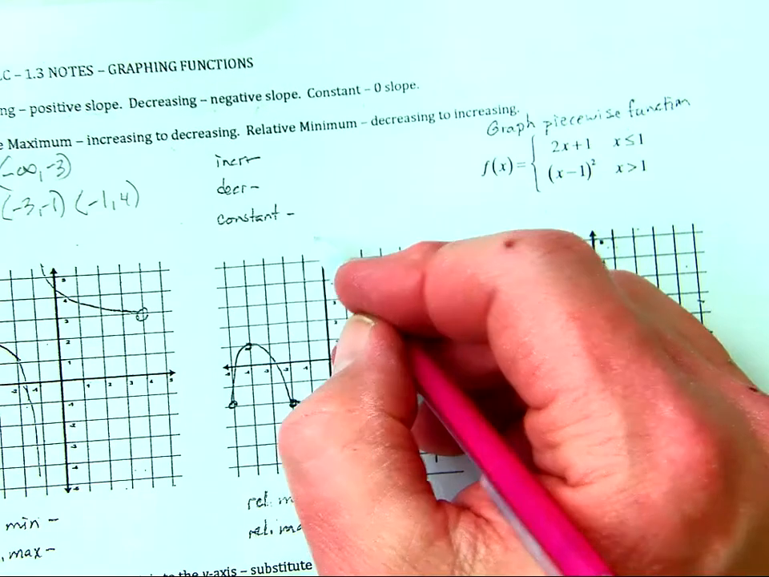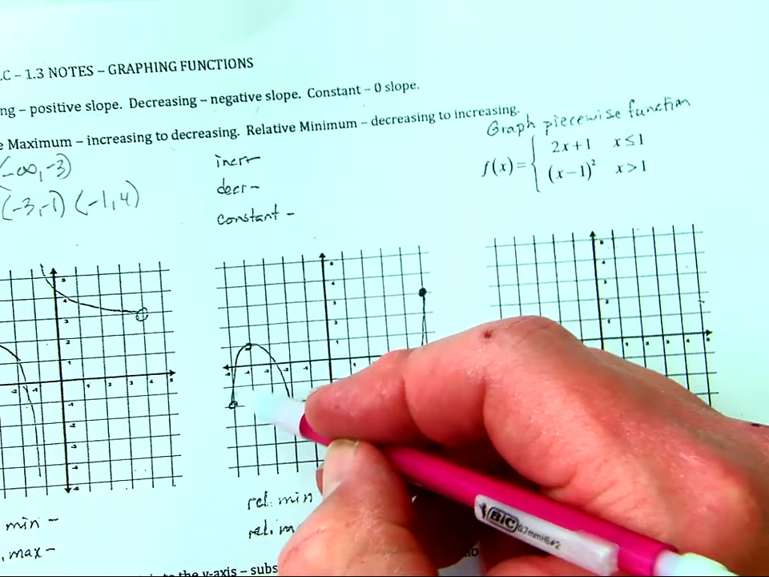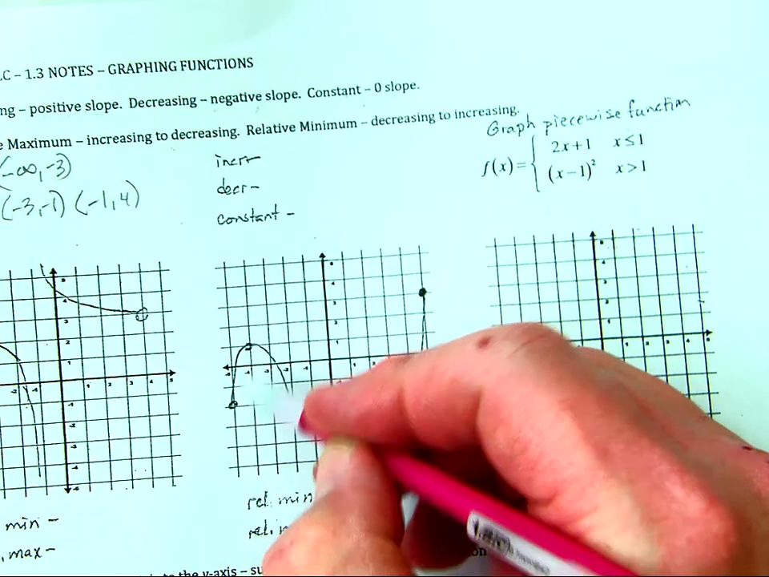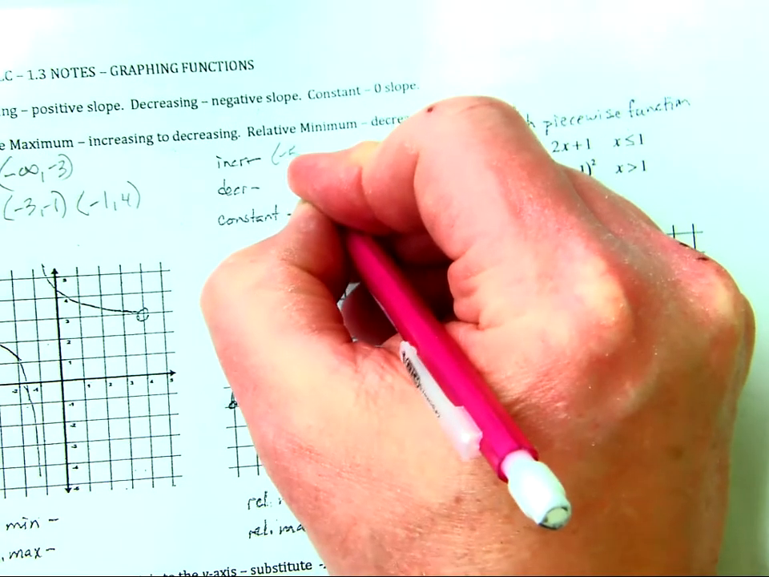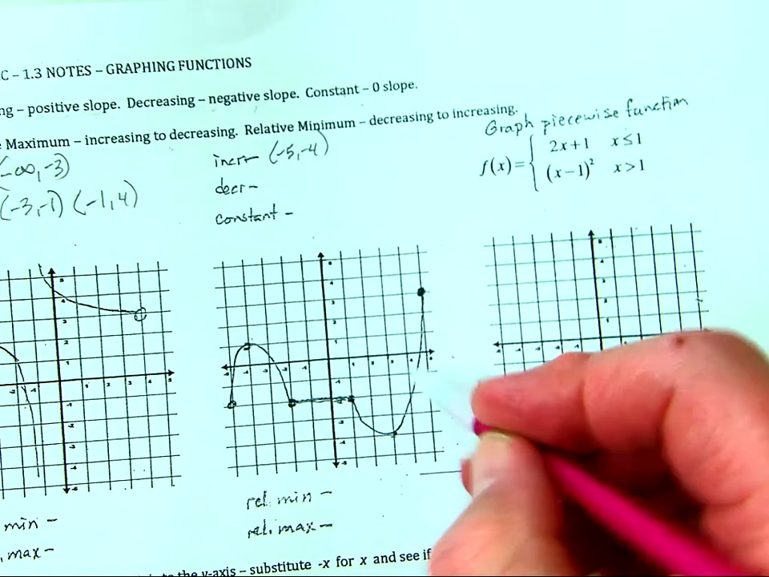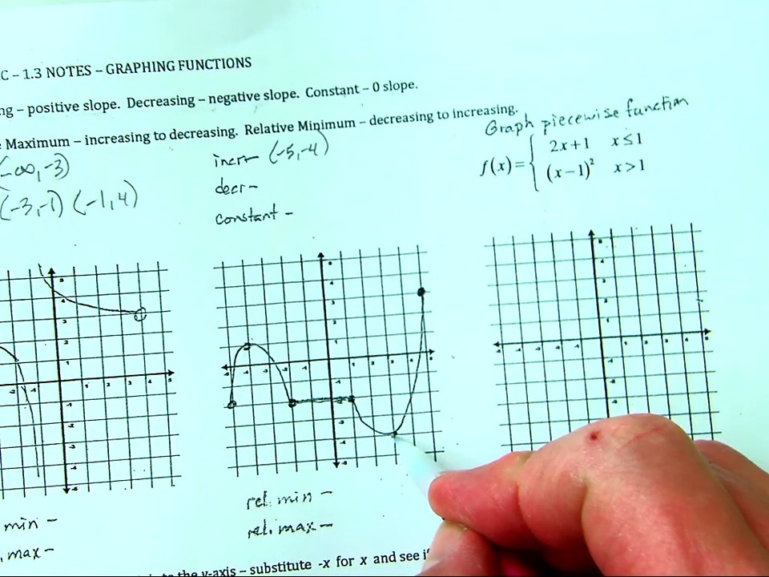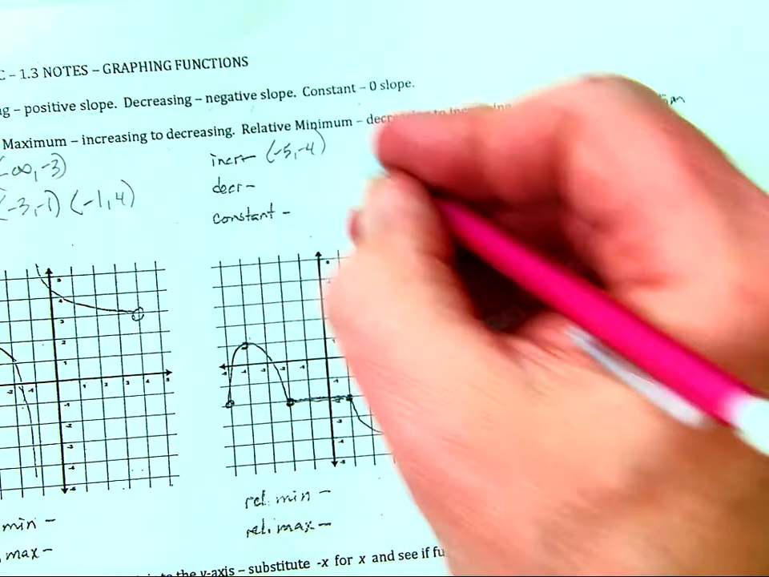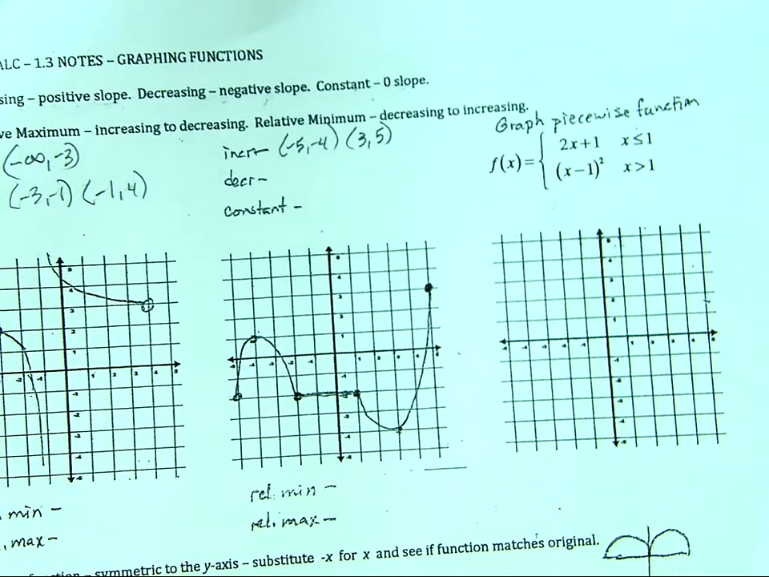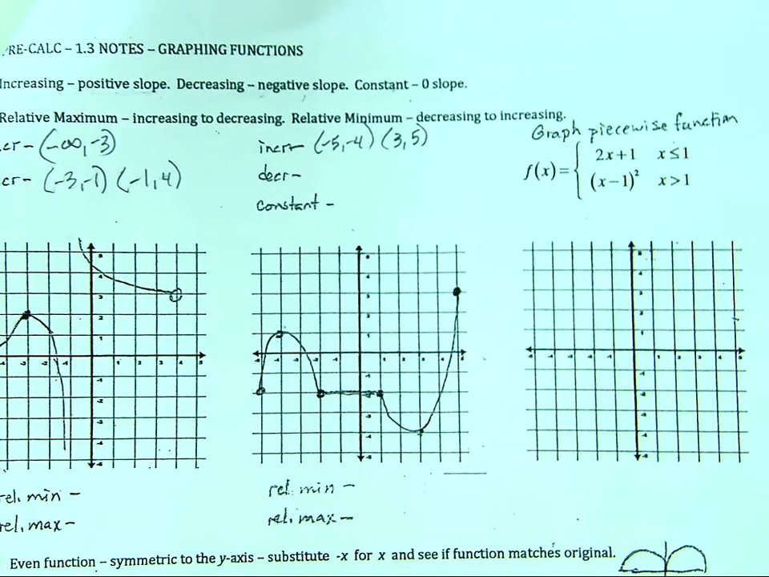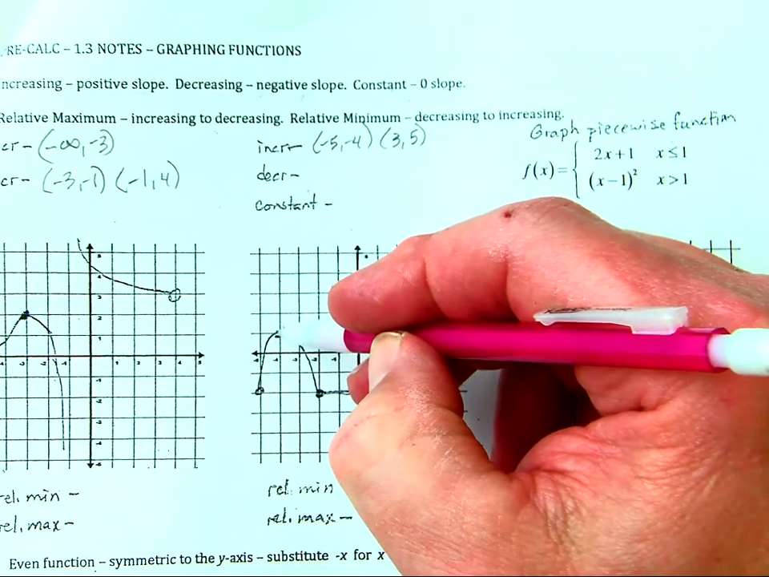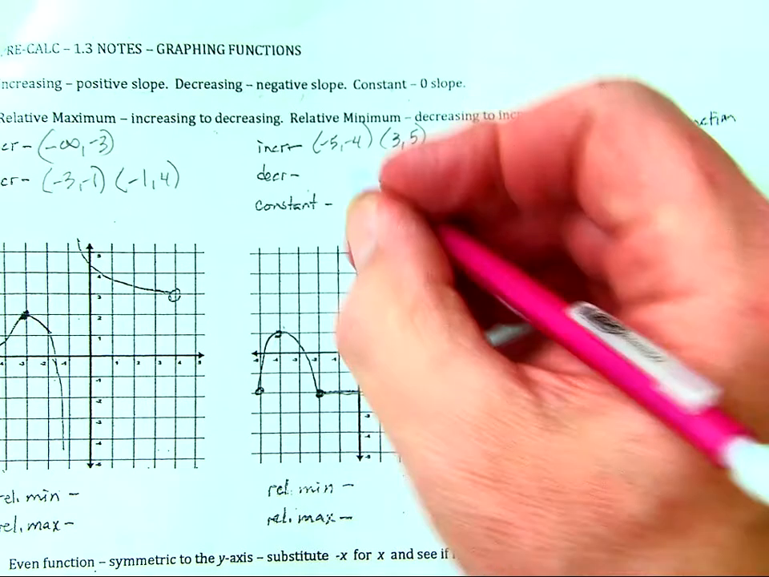Or this one. Where's it increasing? Well, it's going up here. It has positive slope here. That's between, looks like between negative 5 and negative 4. So it's increasing there. Looks like it's increasing again over here. That's from 3 over to 5. So from 3 to 5. And on these intervals for increasing and decreasing, you always put parentheses. Don't worry about brackets. Decreasing, well, it's decreasing here from negative 4 over to negative 2.